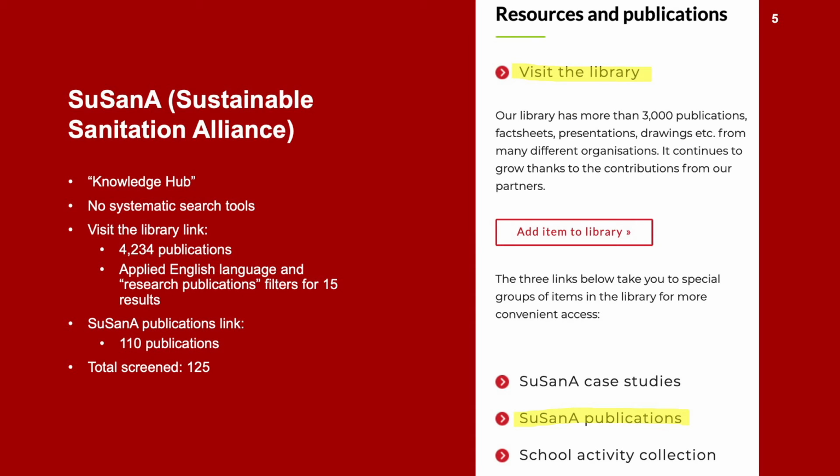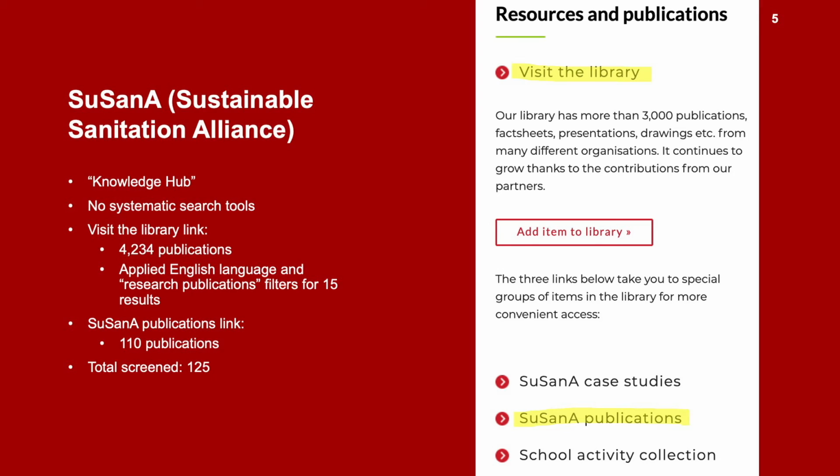The third database used, SUSANA, was searched and screened using separate methods due to a lack of systematic searching capabilities compared to PubMed and Google Scholar. On their website, you can visit the Knowledge Hub and view all the publications present. We use the 2 highlighted links. First, the Visit the Library link had a list of 4,234 publications, which was narrowed down to 15 after filtering. The second, the SUSANA Publications link, contained 110.